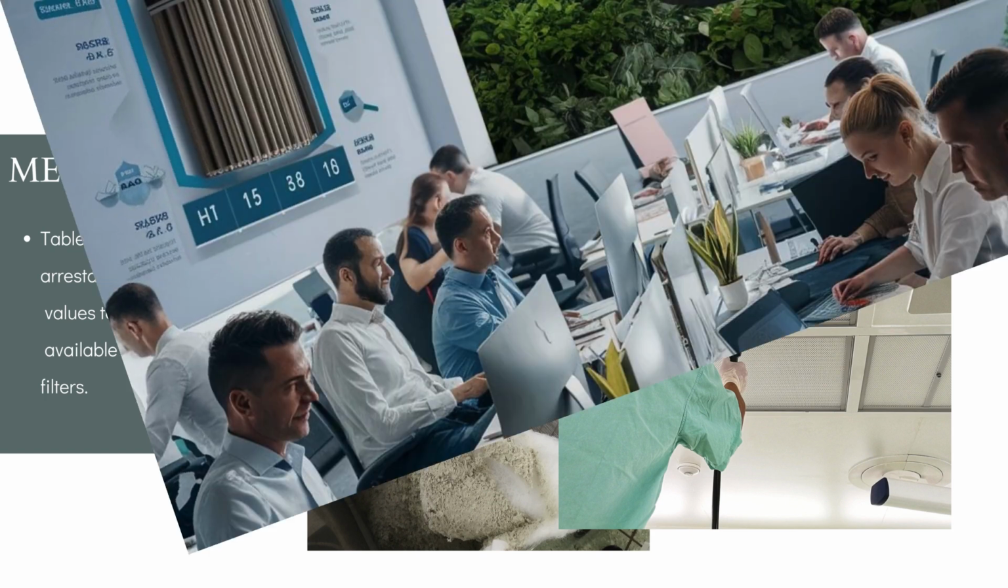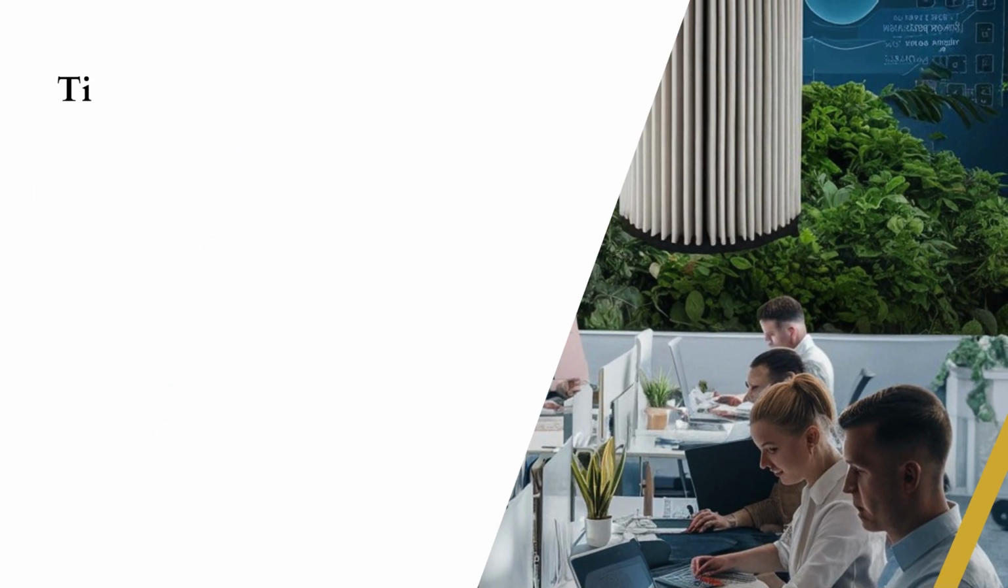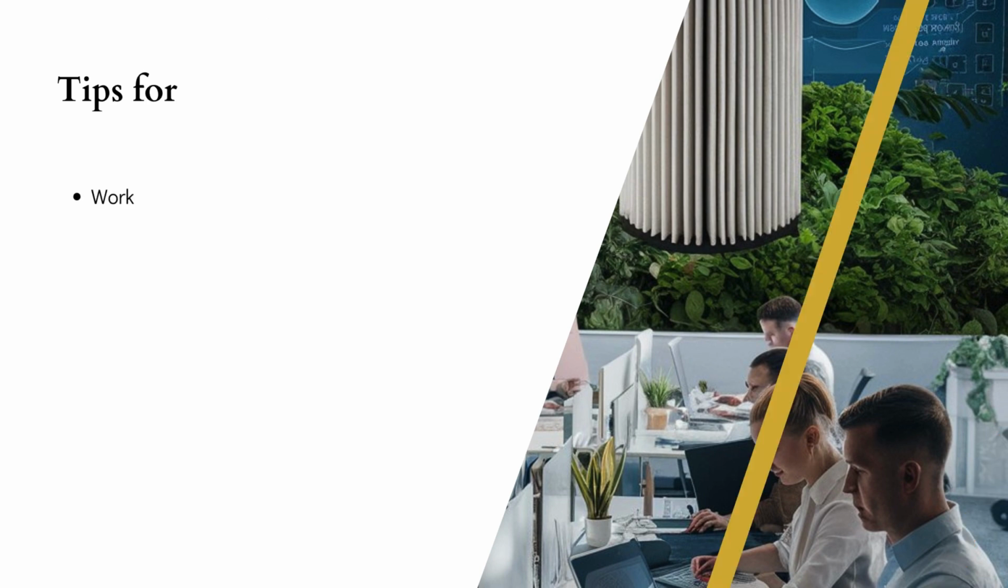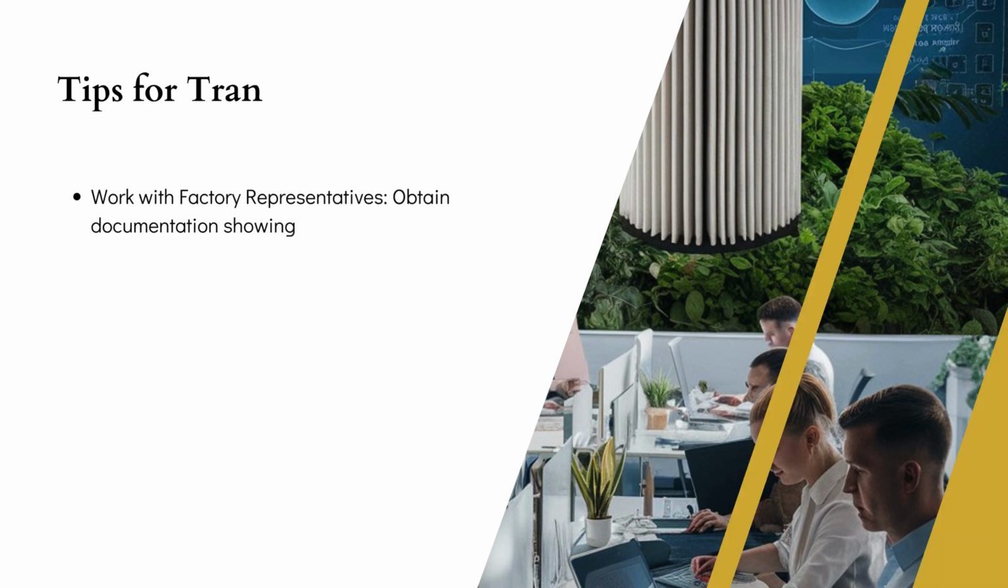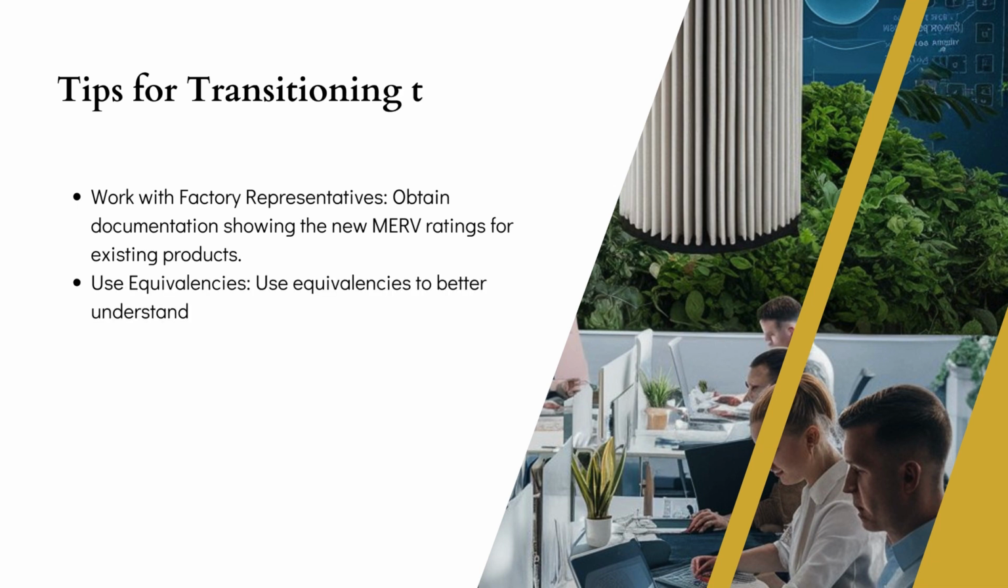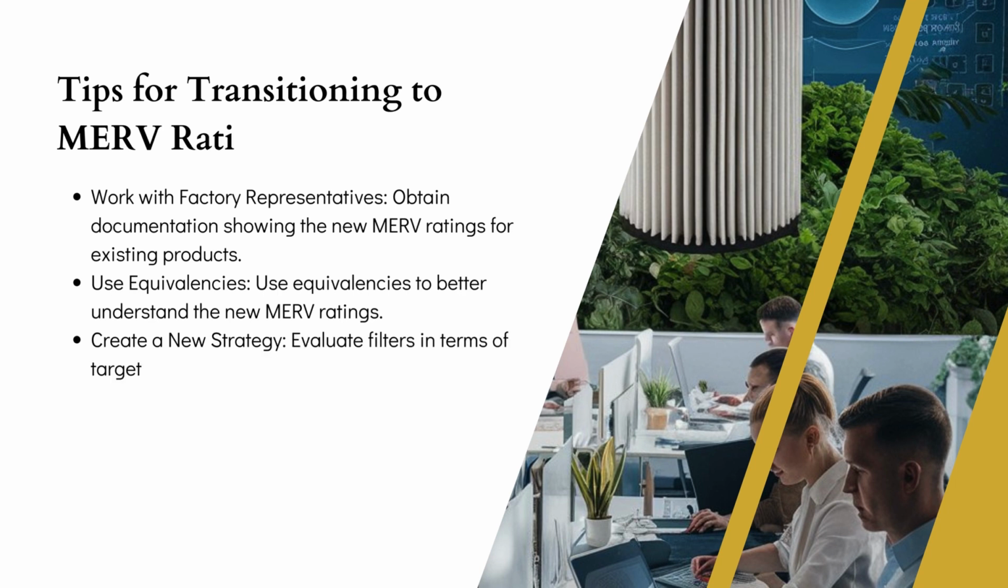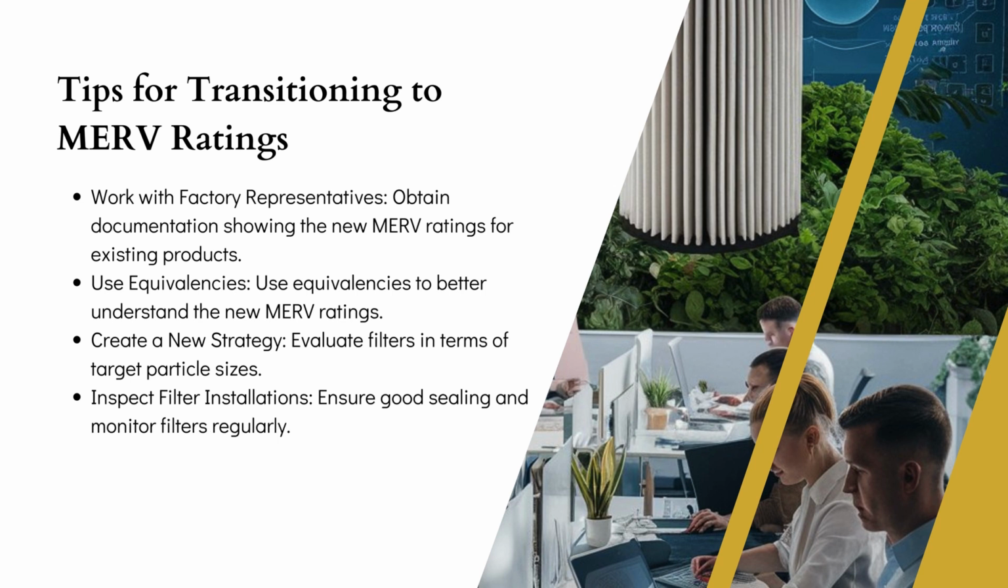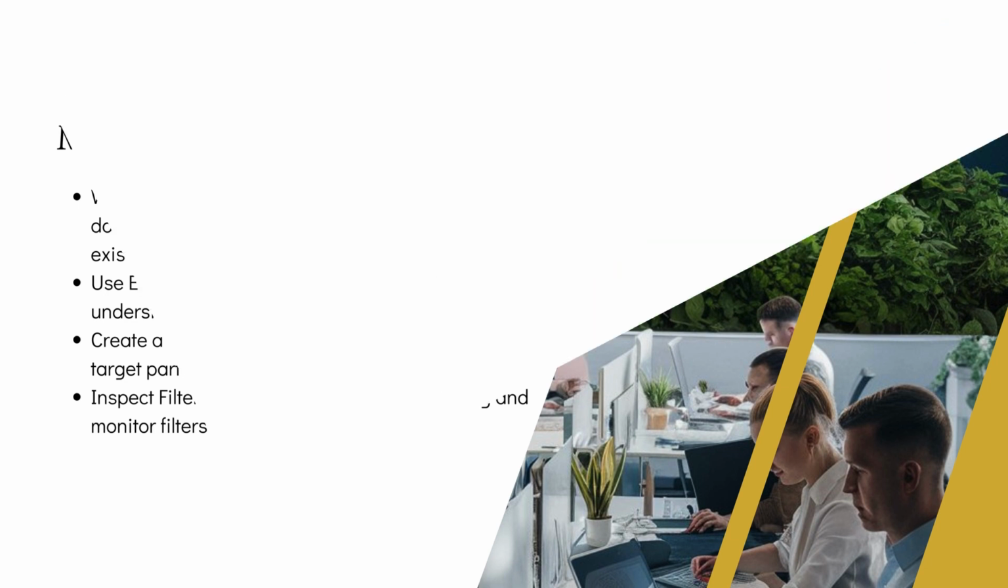The MERV rating table lists arrestance efficiencies for MERV values to 16, with higher ratings available for HEPA and ULPA filters. Some key equivalencies: MERV values of 8 and higher correspond to dust spot efficiencies of more than 30%. MERV values of 13 and higher correspond to dust spot efficiencies of more than 80%. MERV values of 15 and higher correspond to dust spot efficiencies of more than 95%.